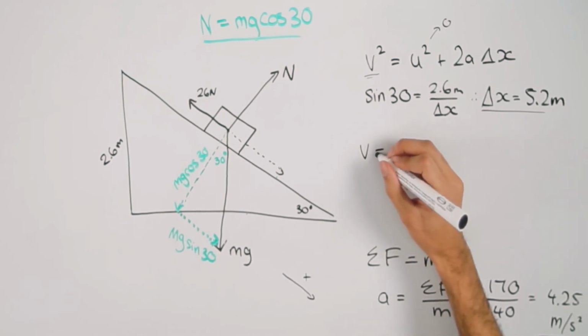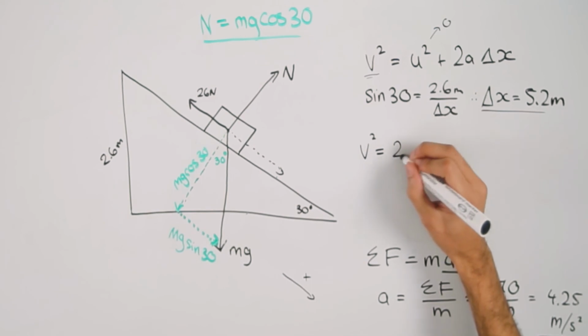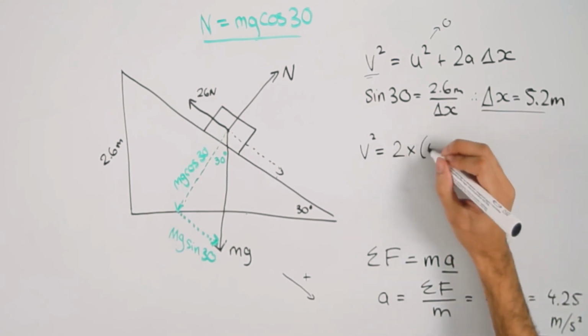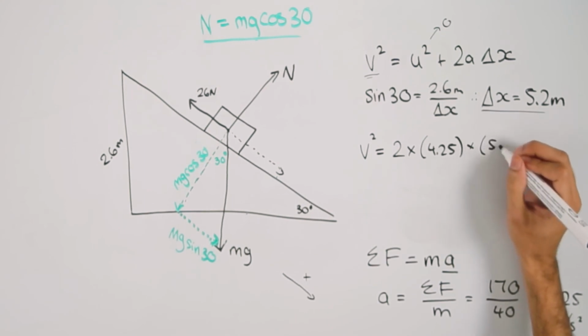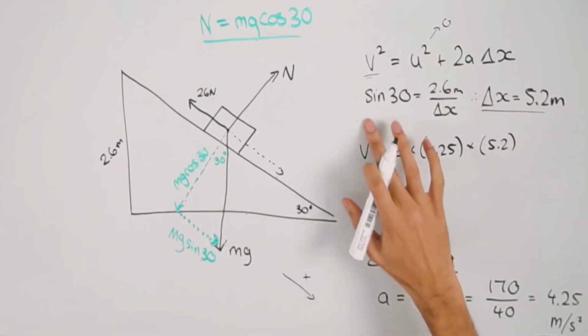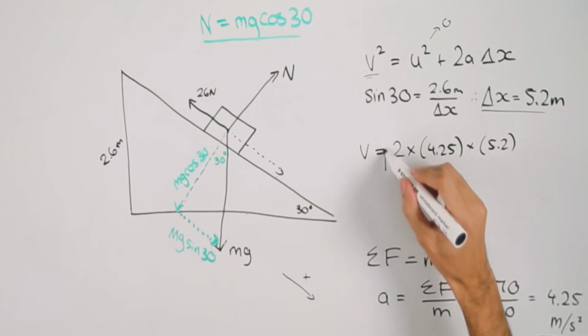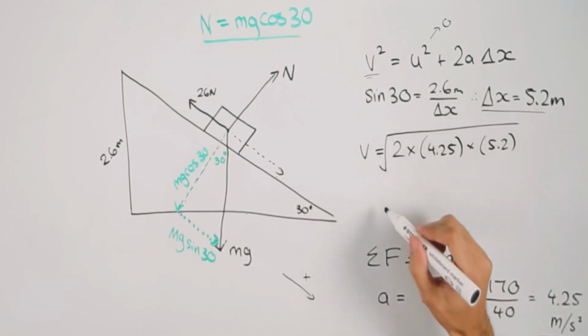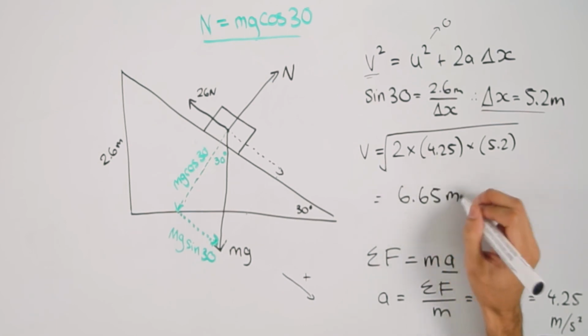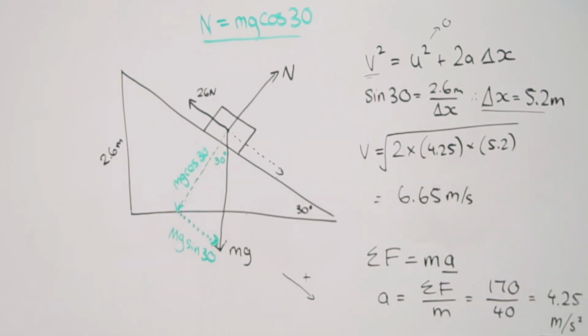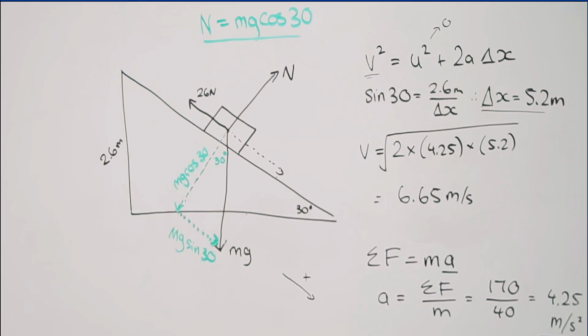Velocity is going to, v squared is going to be equal to 2 times 4.25 times 5.2. So v is going to be the square root of all of that, which gives us 6.65 meters per second. And that's it. And that's how we solve this question.